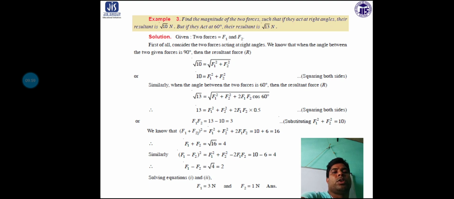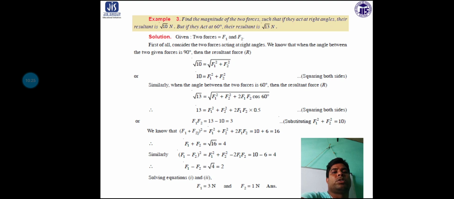Now, (F1 plus F2) square is equal to F1 square plus F2 square plus 2 F1 F2. Here F1 F2 is equal to 3. Now putting the value in terms of F1 F2, F1 square plus F2 square is equal to 16. So F1 plus F2 is equal to root 16, that means 4.